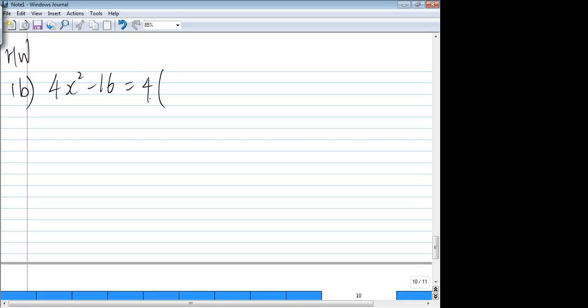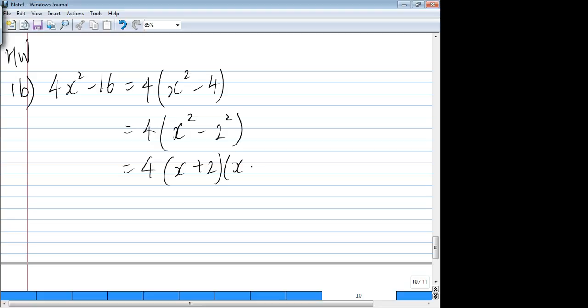Okay, take out the 4, and we are left with x squared minus 4. XO, what should we think of when we see x squared minus 4? x minus 2, x plus 2. Why did he say that? Because we know that this is equal to 4 times x squared minus 2 squared. Right? a squared minus b squared, we will get 4 times x plus 2, x minus 2. This is the answer.